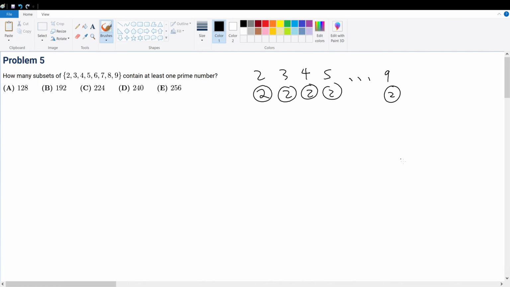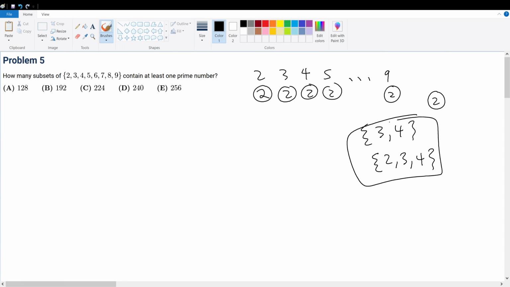Now, to demonstrate this fact, consider this subset, 3, 4, and then consider the subset 2, 3, 4. Consider 2 within these two subsets. What is the number of outcomes for 2 to exist within the first subset? Well, the answer is 1. The only possible way for 2 to exist within this subset is for it to not exist within the subset. So that's 1. But then consider the subset 2, 3, 4.